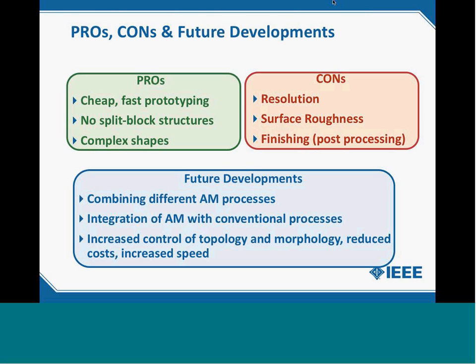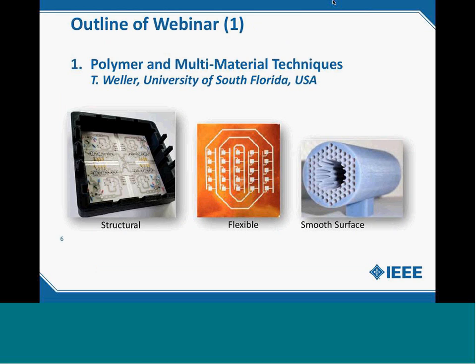You can combine different AM processes, together with conventional technologies, to fabricate multi-material electronic components, including plastic, ceramic, metal interconnects, and so on, in one single piece. And of course, there are significant improvements expected in terms of control of topology and morphology, reduced cost, and increased process speed. Those advances are expected in the next few years.